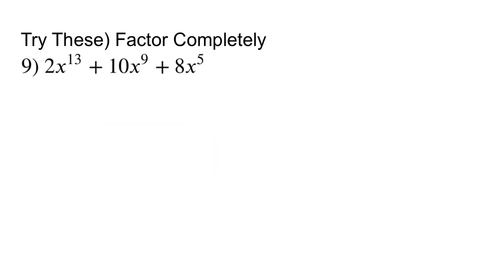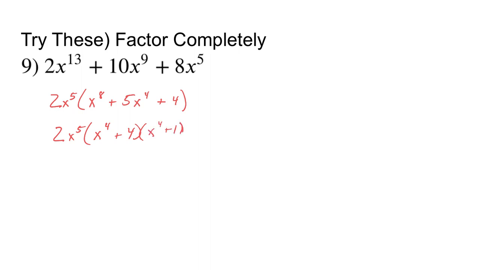The next problem, 2x to the 13th plus 10x to the 9th plus 8x to the 5th. I'll pull out the GCF, which is 2x to the 5th. What am I left with? x to the 8th plus 5x to the 4th plus 4. And I'm looking for that pair of numbers that multiplies together to give me 4 and adds together to give me 5. And if I did it correctly, I should have x to the 4th plus 4 and x to the 4th plus 1. And I am, in fact, done factoring that expression.